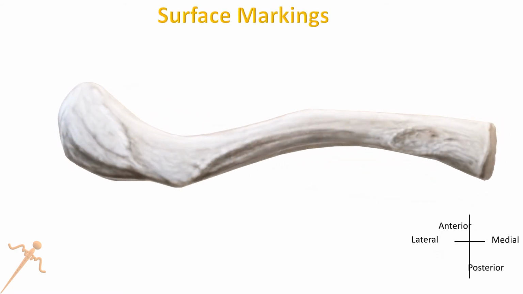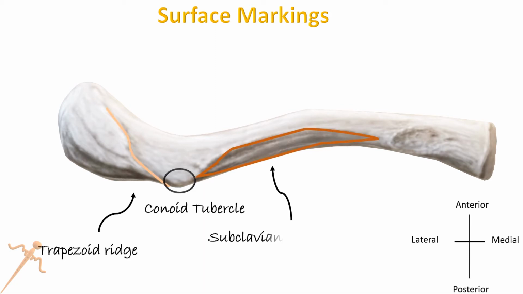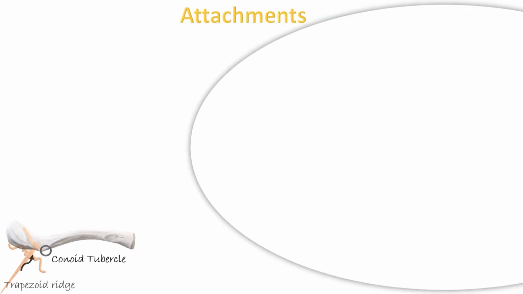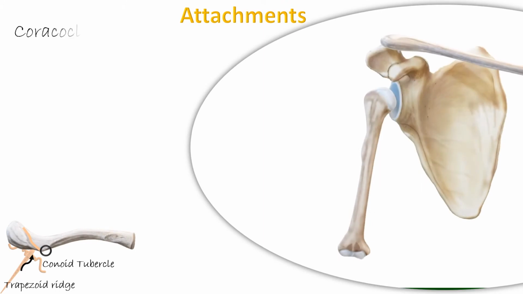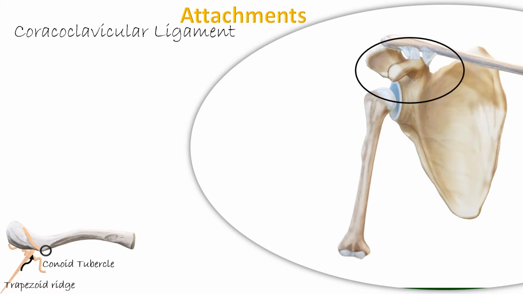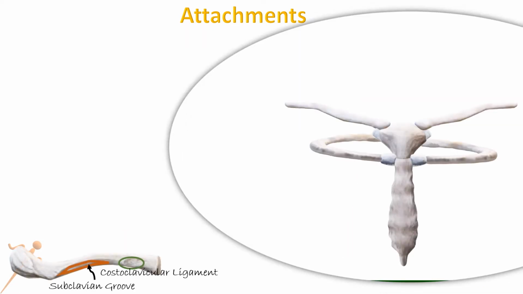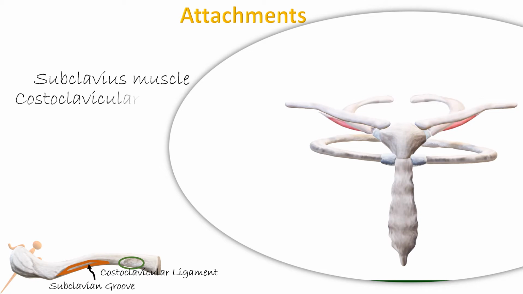The inferior surface has 4 important markings: trapezoid ridge, conoid tubercle, subclavian groove, and impression for sternoclavicular ligament. The trapezoid ridge and conoid tubercle give attachment to the trapezoid and conoid parts of the acromioclavicular ligament. The subclavian groove gives insertion to the subclavius muscle, and the oval impression at the medial end gives attachment to the sternoclavicular ligament between the rib and the clavicle.